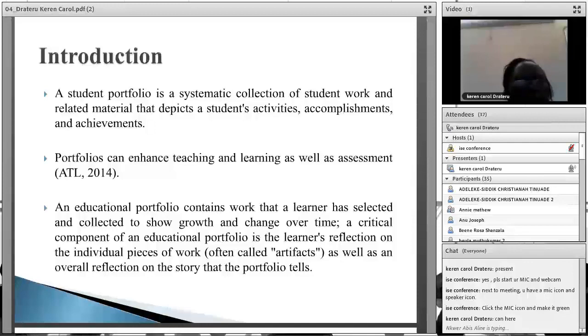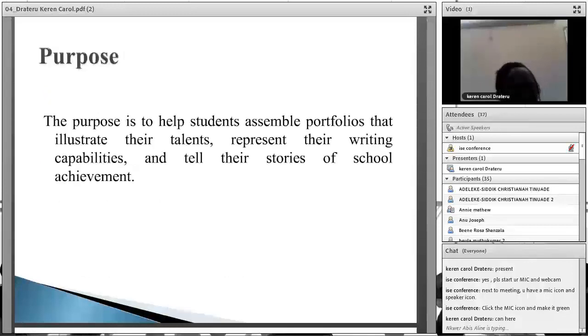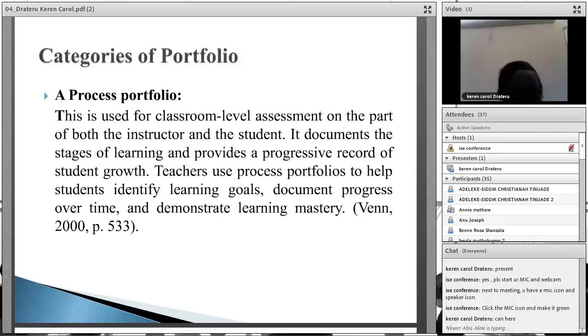A critical component of an educational portfolio is the learner's reflection on the individual pieces of work, as well as an overall reflection on the story that the portfolio tells. The purpose of this is to help students assemble portfolios that illustrate their talents, represent their writing capabilities, and also to tell their stories of the school achievements.